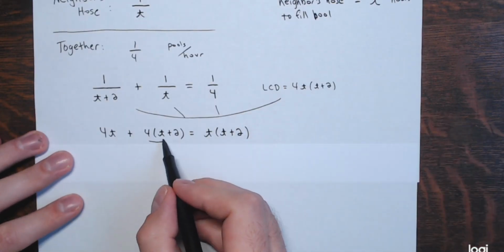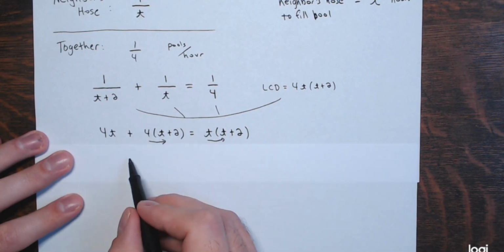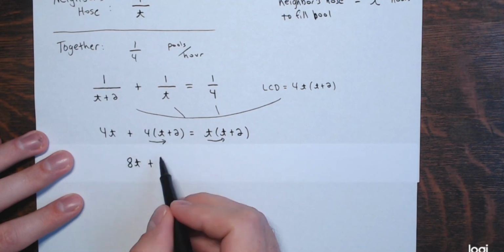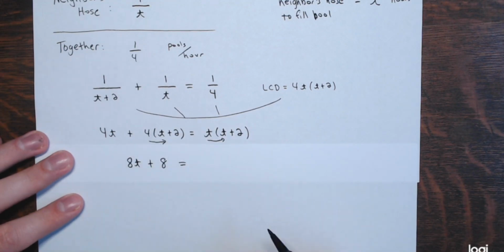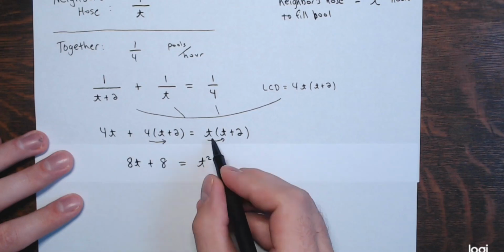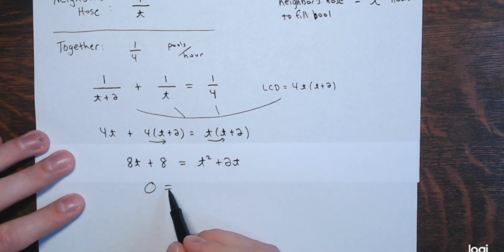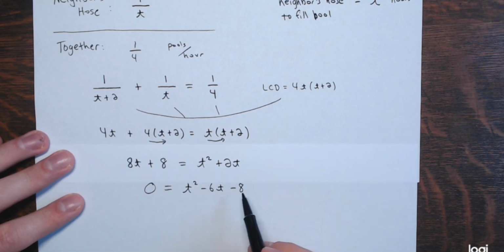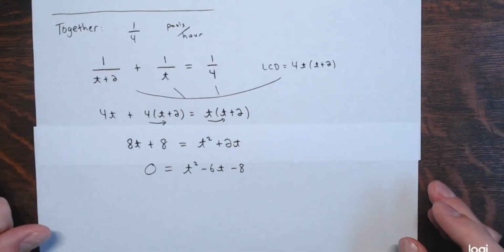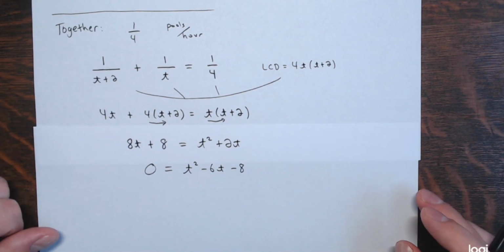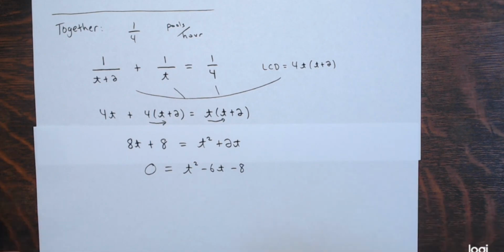All right, so I distribute the 4, distribute the T. You have 4T plus 4T is 8T plus 4 times 2 is 8. 8T plus 8 on the left equals T squared plus 2T on the right. And taking everything to one side, 0 equals t squared minus 6t minus 8. This does not factor nicely. So I'm actually going to do this by completing the square.